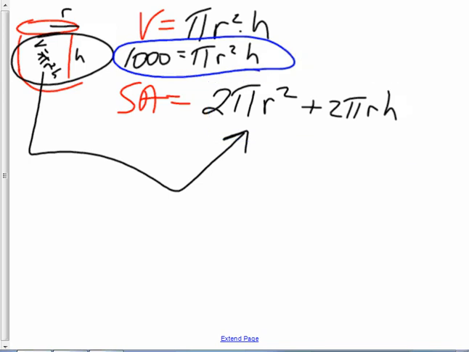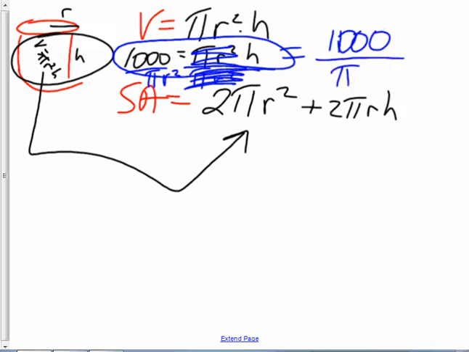But anyway, so if I'm going to solve for h, how do I start solving for h? Divide by what? By r squared. That cancels that. And the height is 1,000 over pi r squared. So then there's only one h in this whole formula. It's right there. You could drop that in.